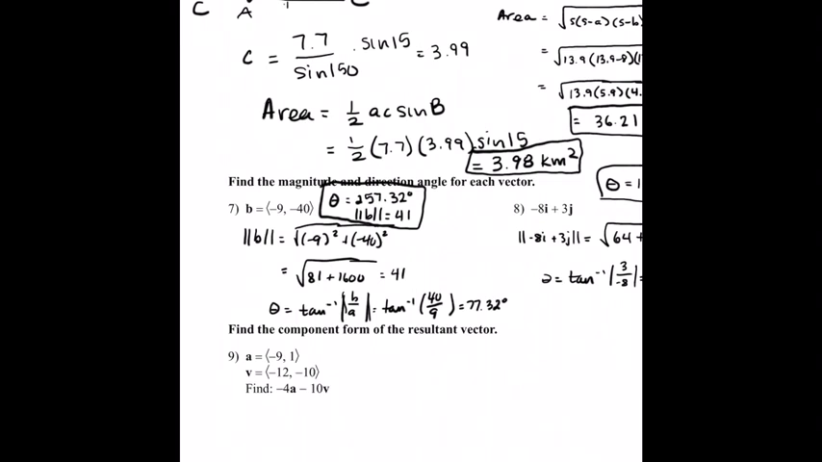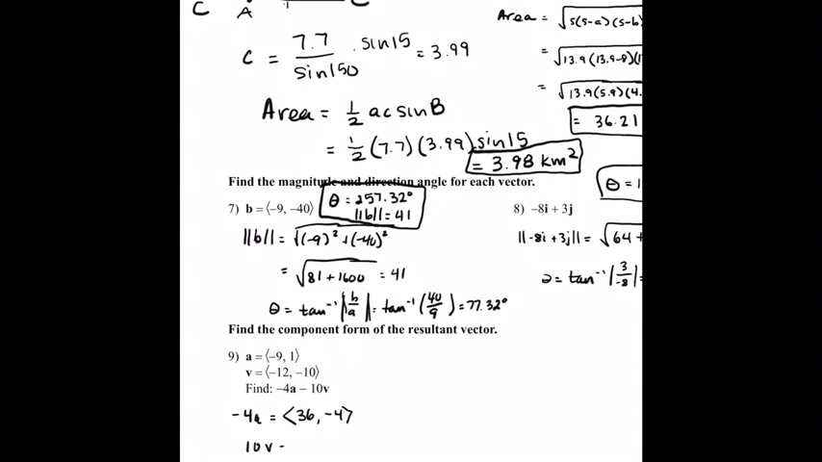So question 9, this is from, again, section 4.3. The learning target here is performing operations on vectors. The resultant vector just means, once you perform these operations, the vector that results from performing these operations. So first I'm going to do -4 times a. If I multiply all the components of a by -4, I'm going to get positive 36 and a -4.